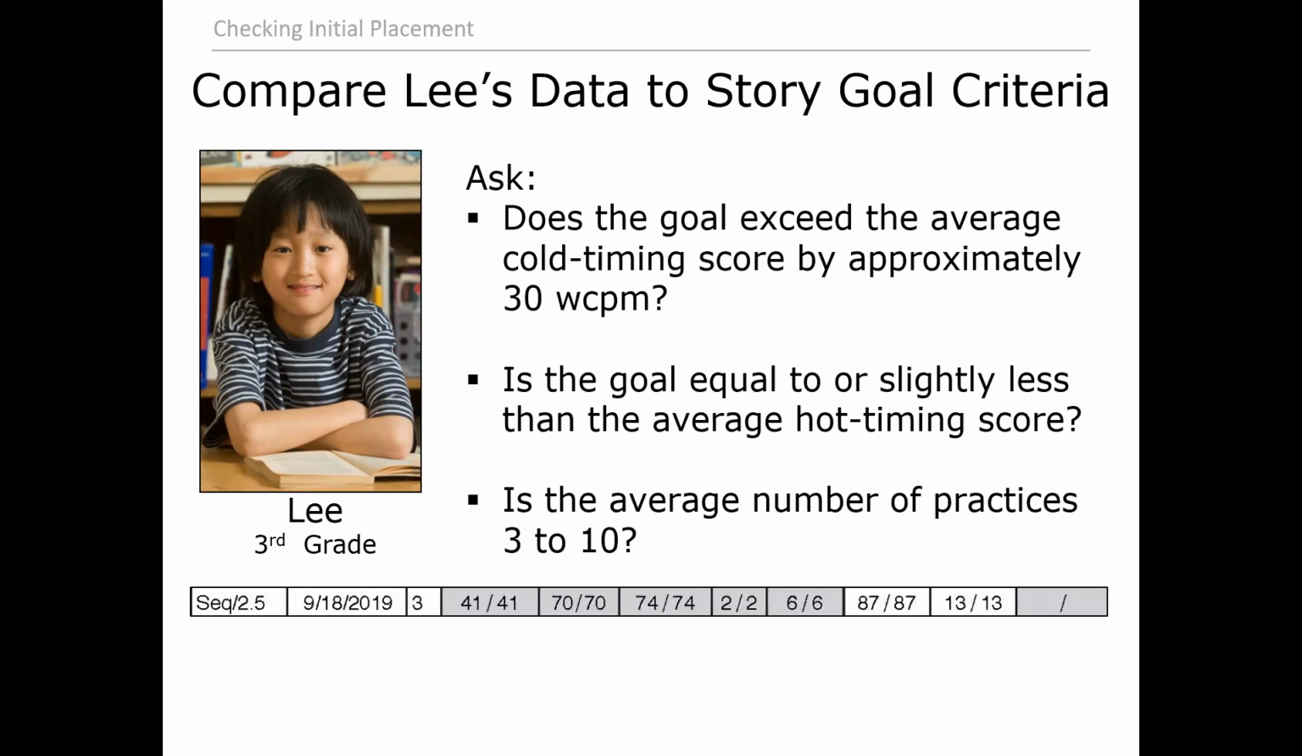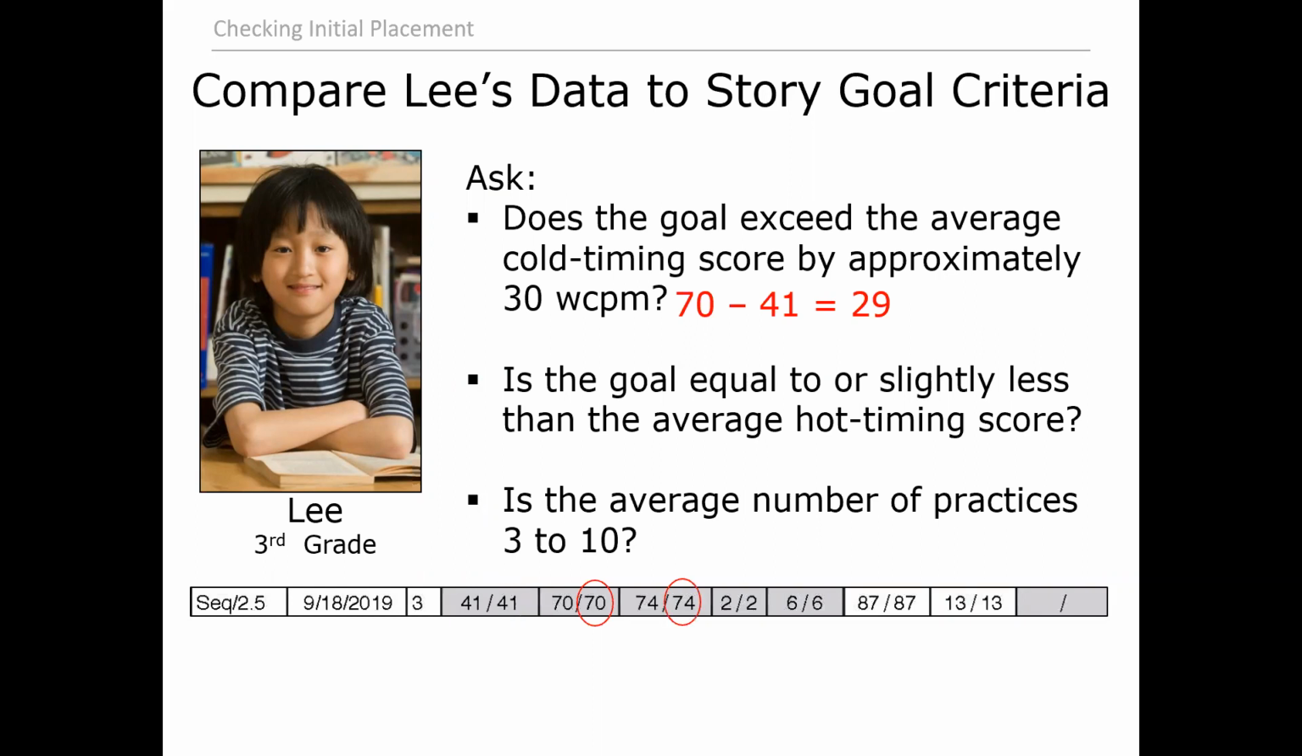First thing we want to know is the average cold timing score. Lee's is 41. Is that about 30 words away from his goal? His goal is 70. So yeah, it is. It's really close to 30 words away, right? It's 29 words away. You're not going to get much closer than that, right? So this is telling me his goal seems appropriate. It's about 30 away. So it's challenging, but not too challenging.